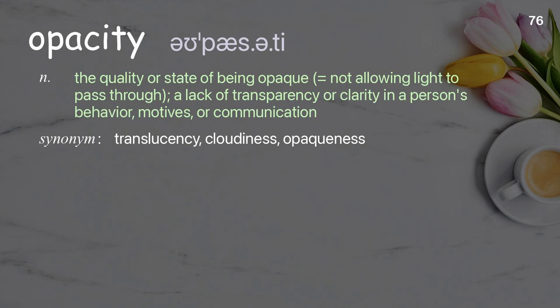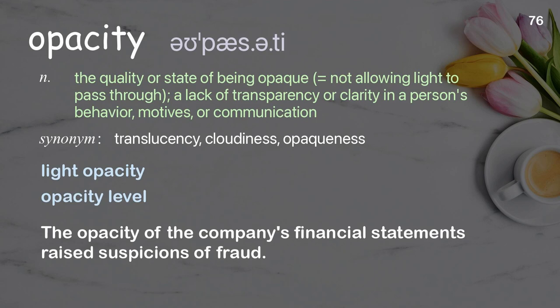Opacity: the quality or state of being opaque, not allowing light to pass through; a lack of transparency or clarity in a person's behavior, motives, or communication. Examples: light opacity, opacity level. The opacity of the company's financial statements raised suspicions of fraud.